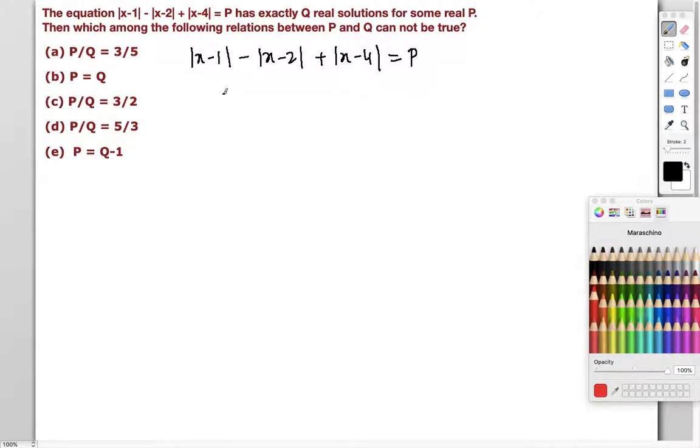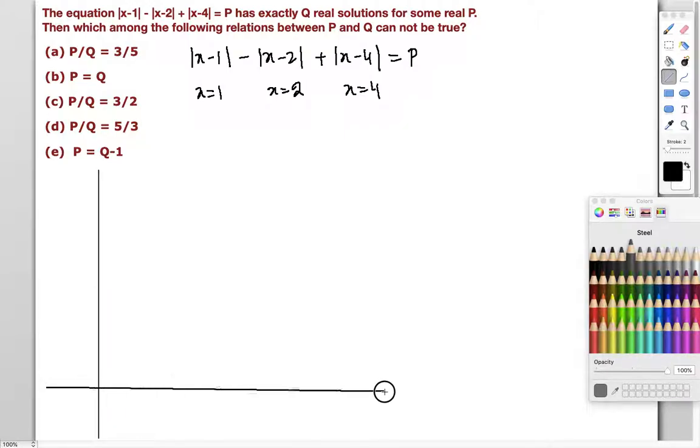So what are the critical points? The critical points are the values at which the graph will change. I can say at x = 1, x = 2 and x = 4. So we need to plot the graph of this equation. Let's plot a graph on the x-axis and the y-axis. Plot all the critical points. There are 3 critical points here, so I'll mark these critical points, that is 1, 2 and 4.